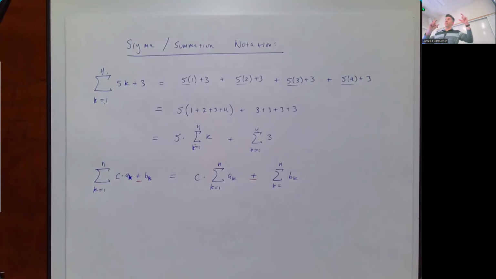You can break up summations across addition or subtraction, not across multiplication or division. Right? If you have a sum of a product, it's not equal to the product of the sums. Kind of like how when you take the derivative of a product, it's not equal to the product of the derivatives. You have to use the product rule. There's a similarly terrible rule here, but it's not worth getting into.